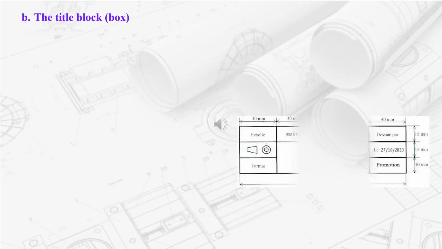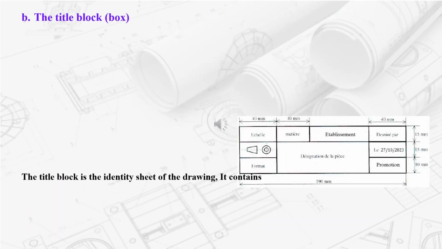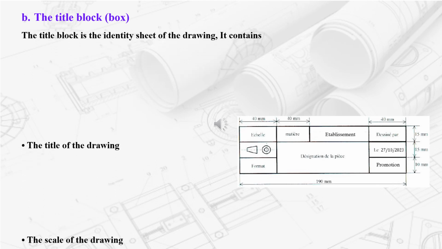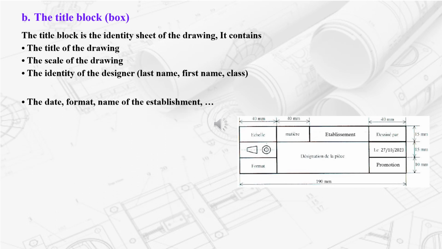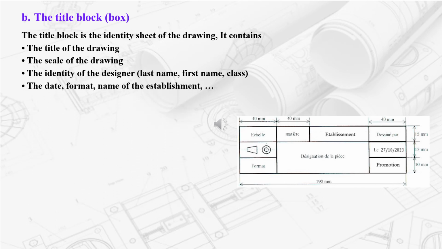Secondly, the title block, box. The title block is the identity sheet of the drawing. It contains the title of the drawing, the scale of the drawing, the identity of the designer, last name, first name, class, the date, format, name of the establishment.